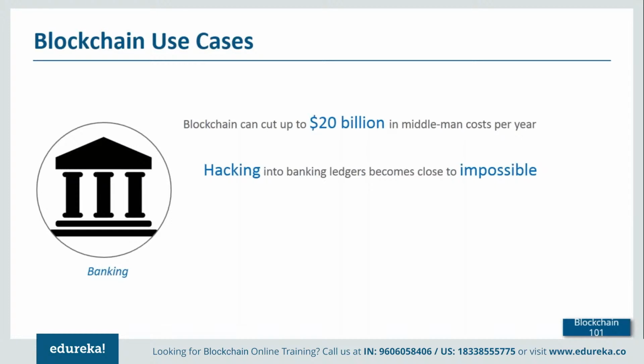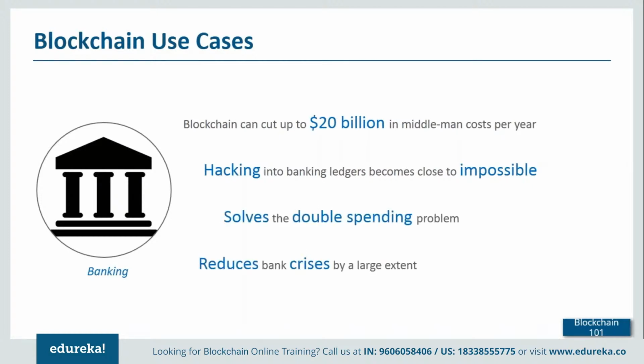Apart from that, hacking into the details of the customers becomes completely impossible. Because as I had mentioned, the blockchain ledger stores only the transaction details, not the account details. Thereby, even if you hack into the ledger and get some details of the transactions, you cannot get the idea of who has made how much transaction and how much balance they hold in their account.